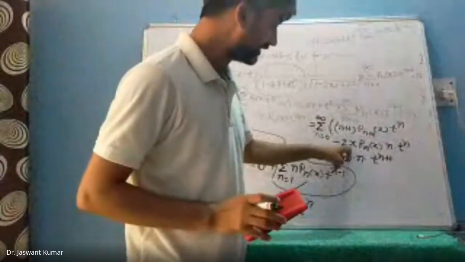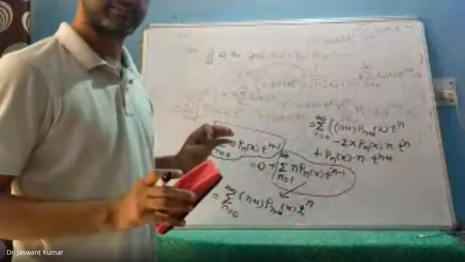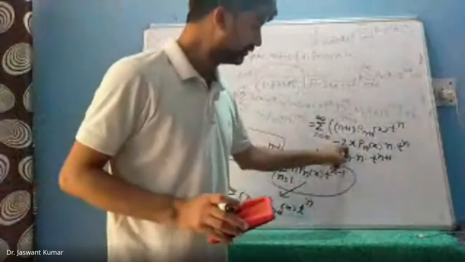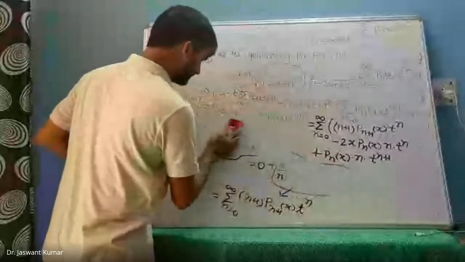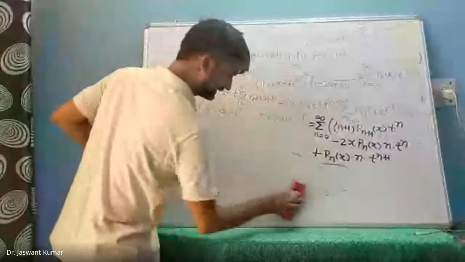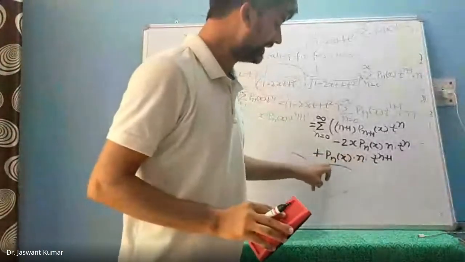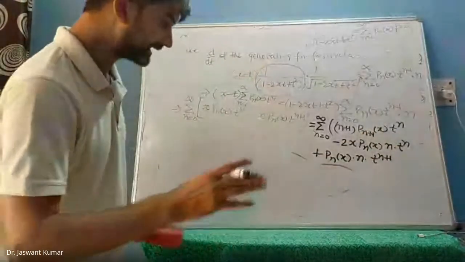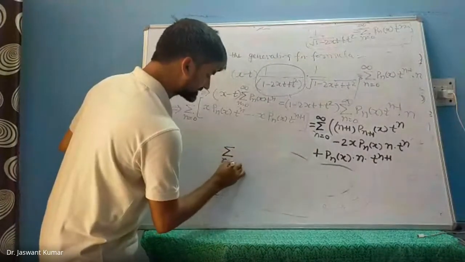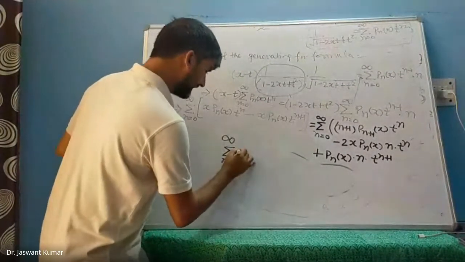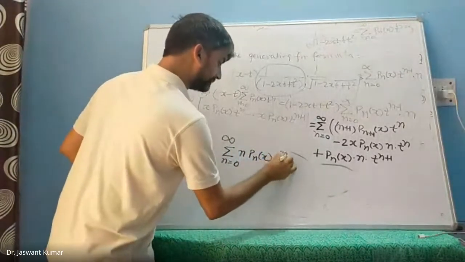The second term was 2x p n x n t to the power n. We do not do anything with this. We continue having this term without any doubts. Okay. The third term is n p n x t to the power n plus 1. So we rewrite it. The third term was summation n going from 0 to infinity n p n x t to the power n plus 1.